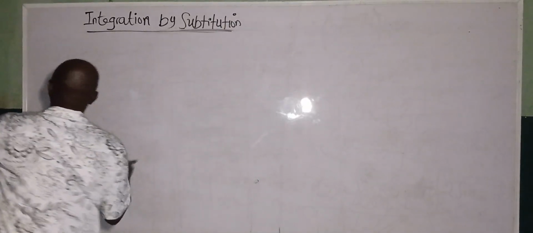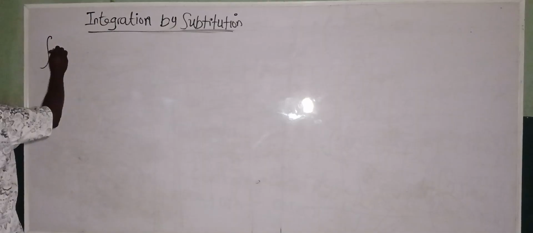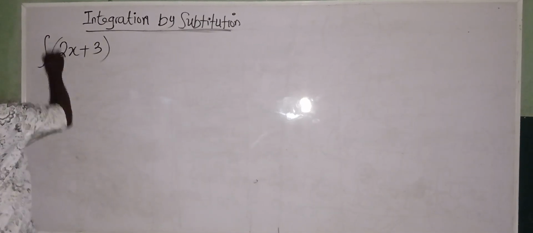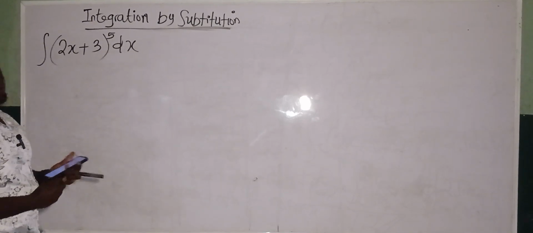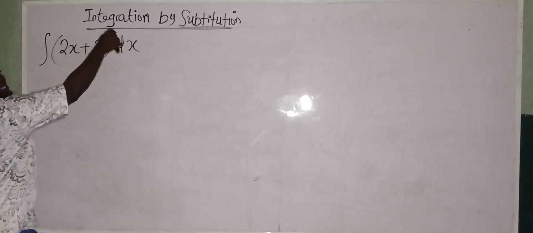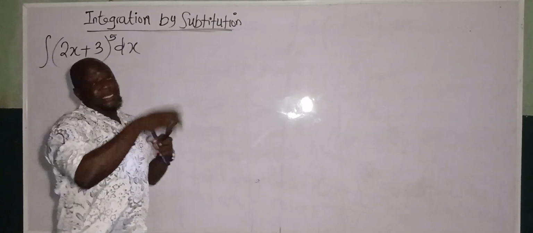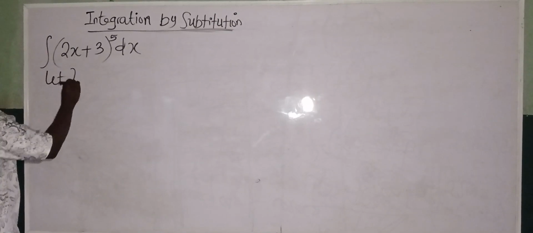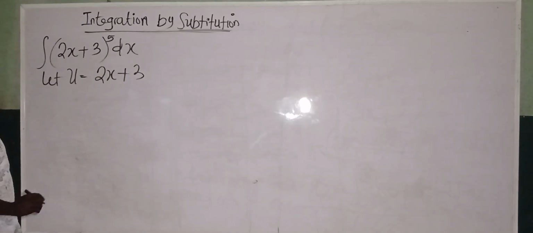So let's dive in. First thing is this: we are asked to integrate 2x plus 3 all raised to the power of 5. So I have the x here. So what do we do? First, everything inside here, because it's having power 5, that is the reason why we are using substitution. So the first thing we'll do is say, let u be everything inside the bracket.